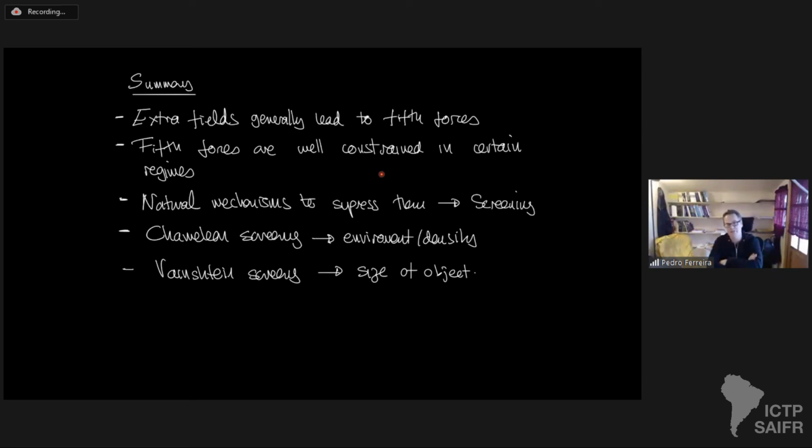One example is chameleon screening. What you have there is that the environment or the density is what screens the object. And we worked out an example there of what happens with objects of a certain size and density. Another example is Vainshtein screening. Okay, so let me stop there.